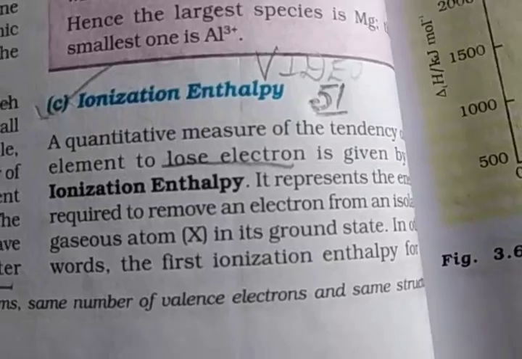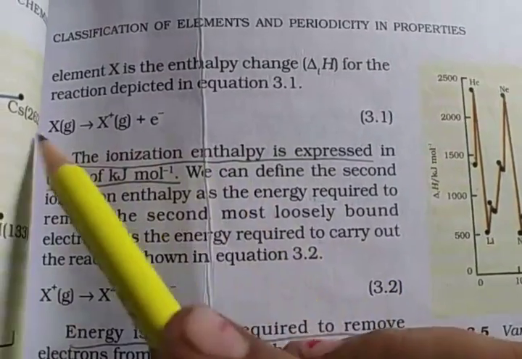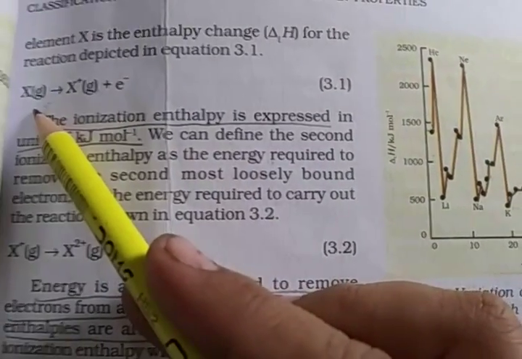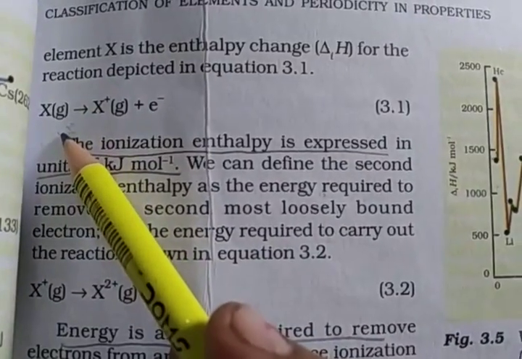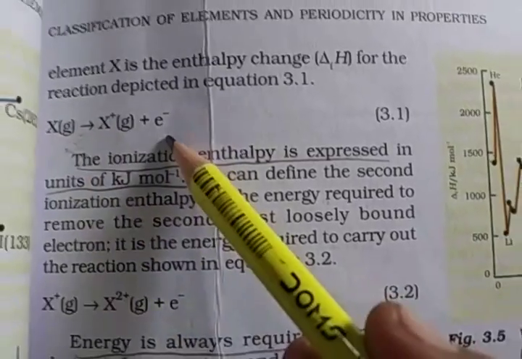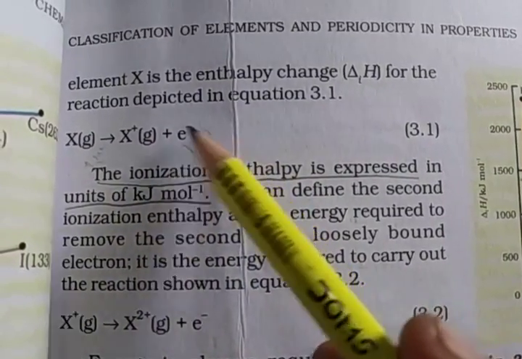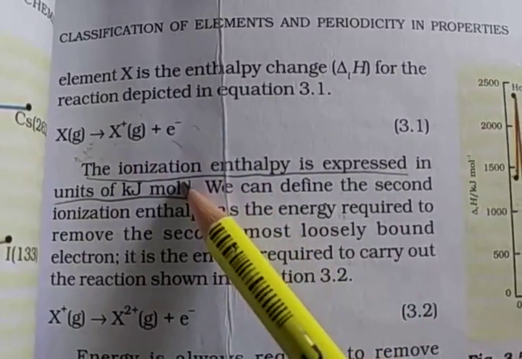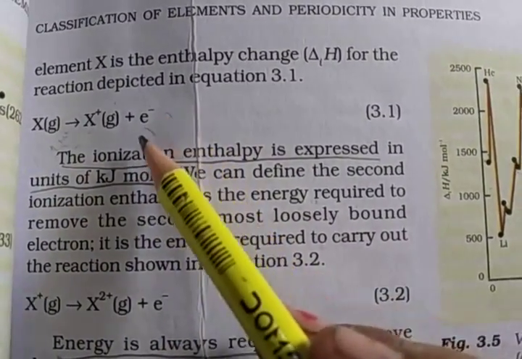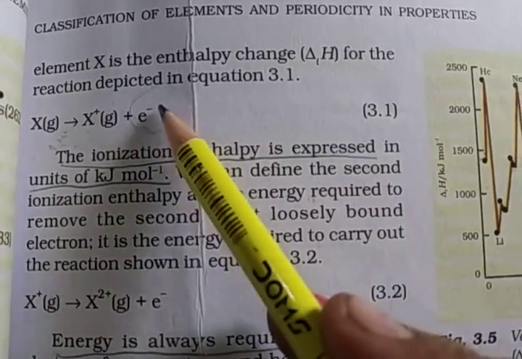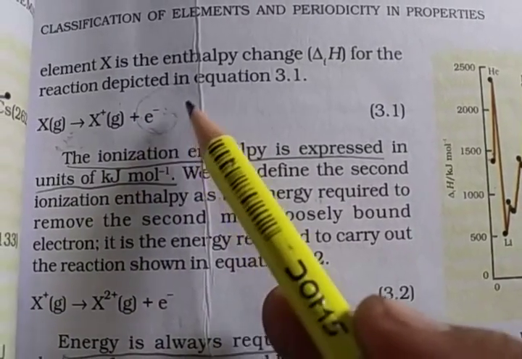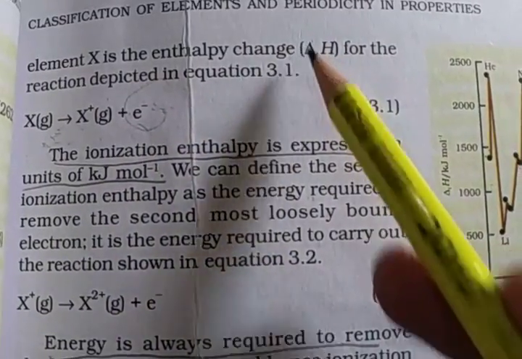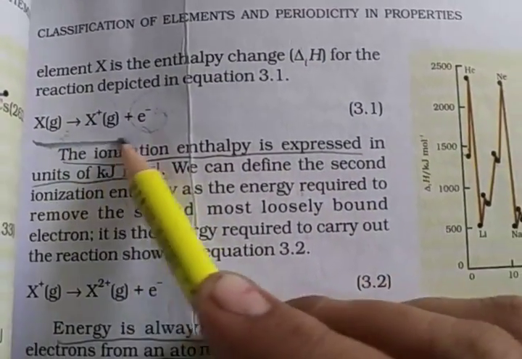For example, here you see element X, a gaseous atom in its ground state. When the first electron is removed, one electron removed, it converts into X plus. So X gas converts into X plus plus an electron, and the energy required for removal of the electron is known as ionization enthalpy. Since one electron is removed, it is the first ionization enthalpy. So this is the equation.